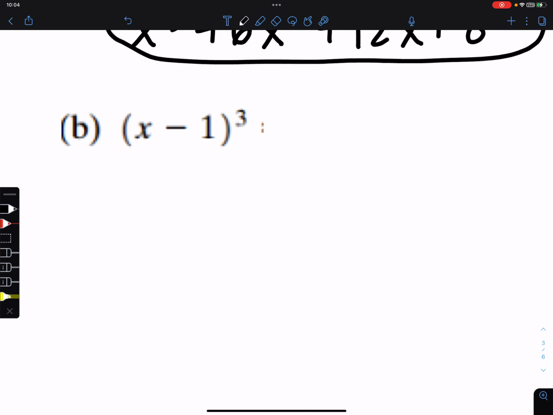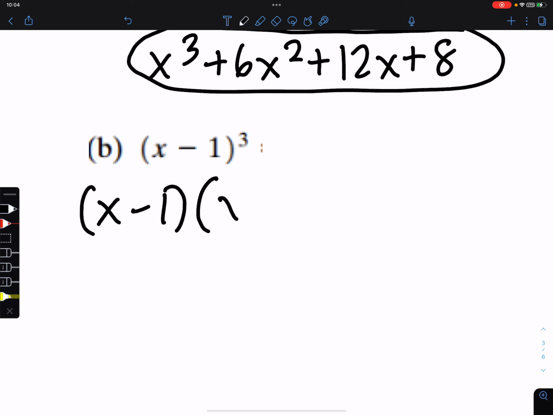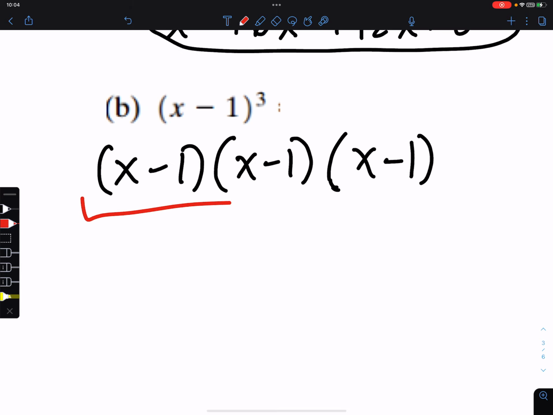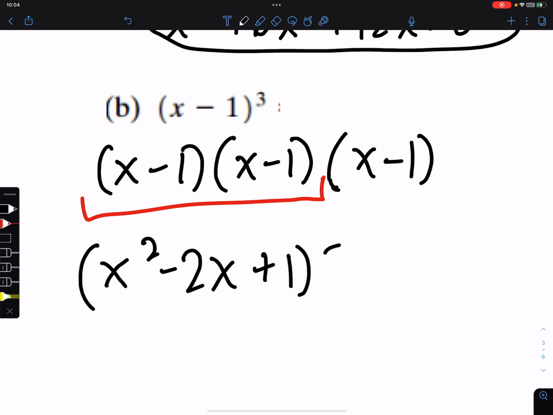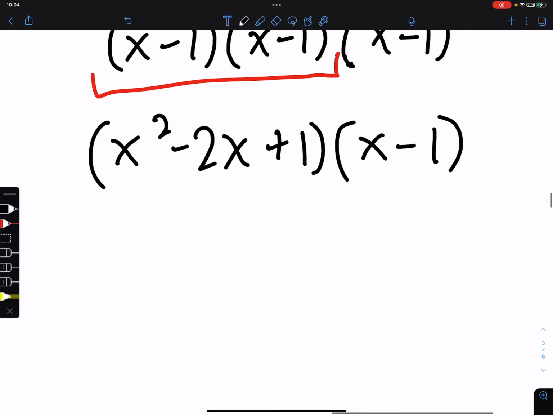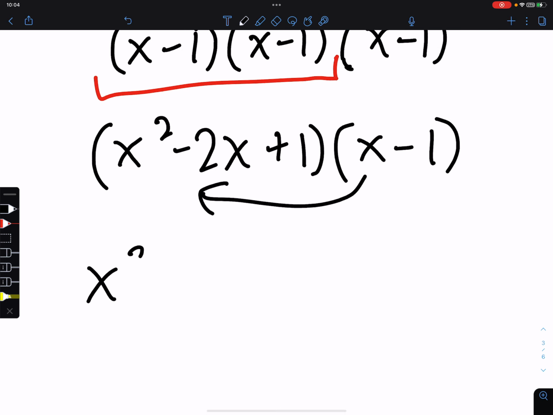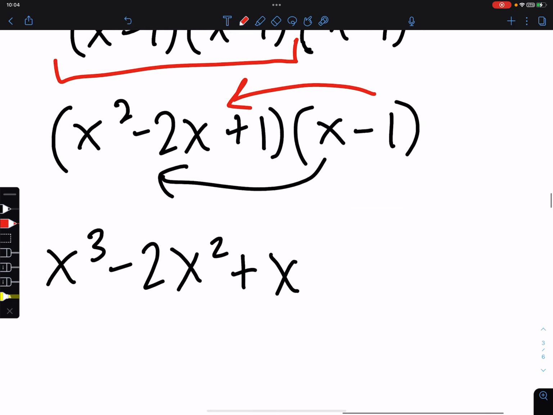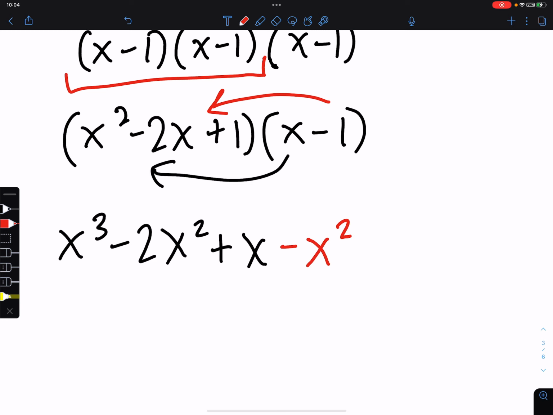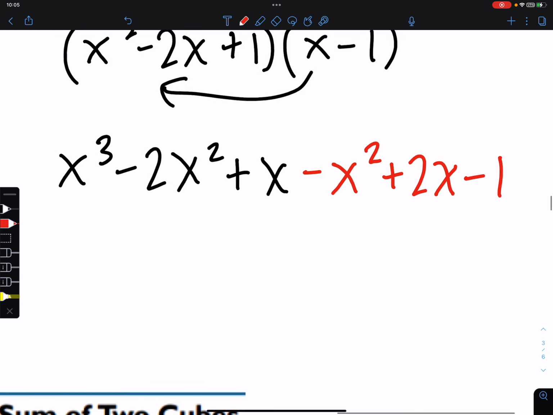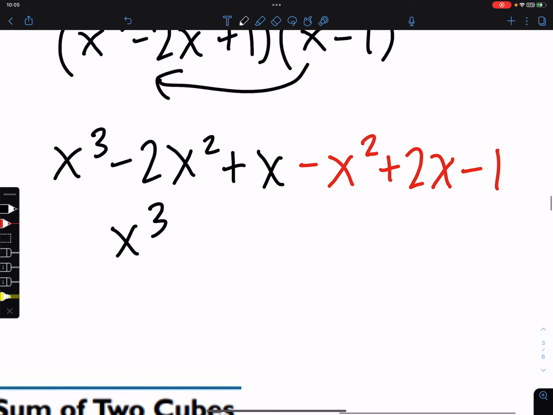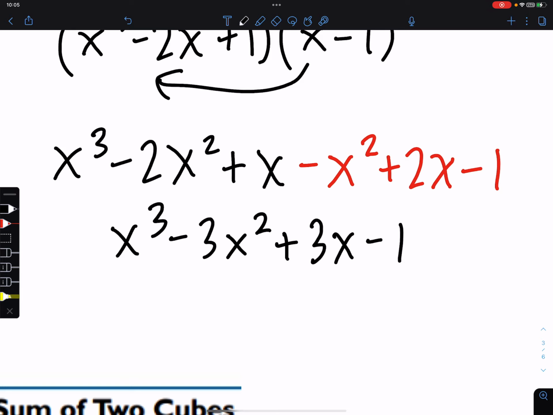Let's do one more example. X minus 1, x minus 1, x minus 1. Okay, first we do this. X squared minus 2x plus 1. And then we still have to multiply that by x minus 1. X times all of this, we get x cubed minus 2x squared plus x. And negative 1 times all of this, minus x squared plus 2x minus 1. Combine like terms, x cubed minus 3x squared plus 3x minus 1.